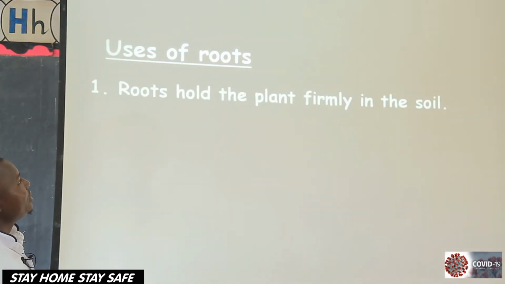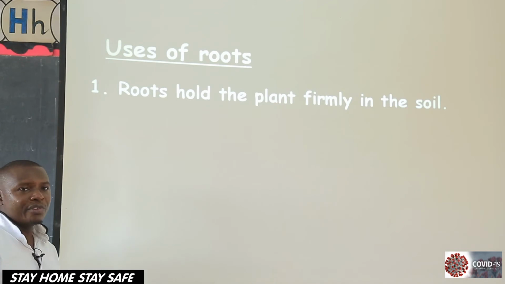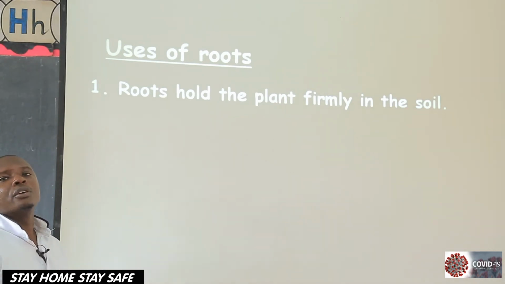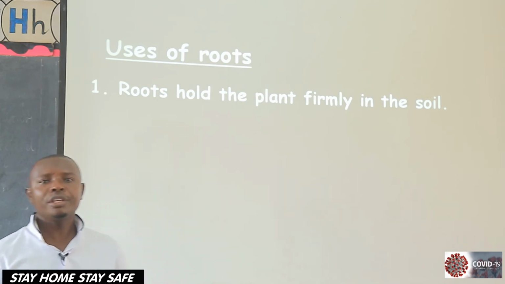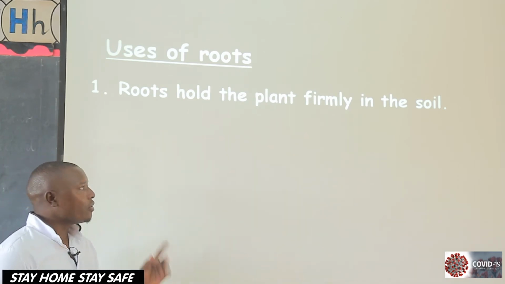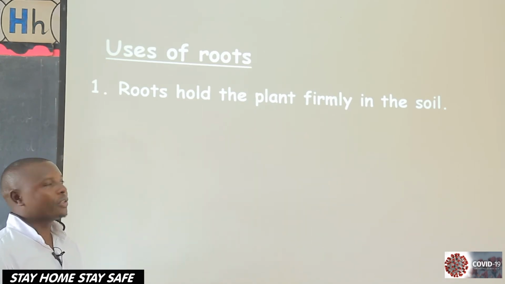How are roots useful? One, to a plant. Roots hold the plant firmly in the soil. Are we there? It holds the plant firmly in the soil.